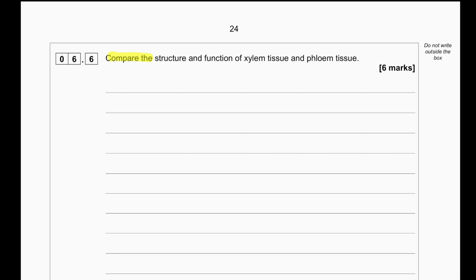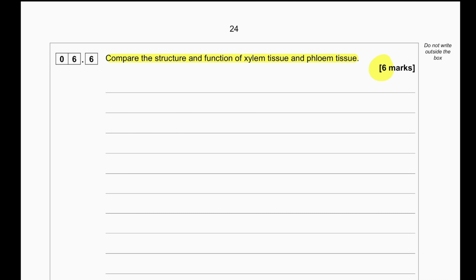Compare the structure and function of xylem tissue and phloem tissue. Now, because the question says compare, we must write for both of them. And to get a level 2, 6-mark answer, we have to write scientifically relevant features. We will identify them.